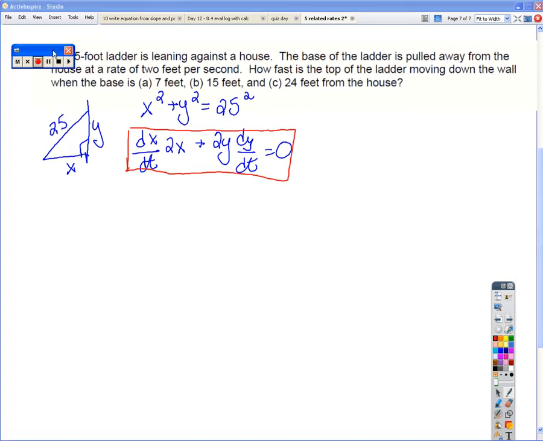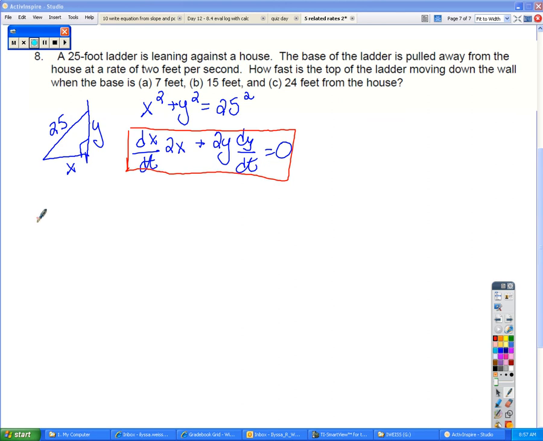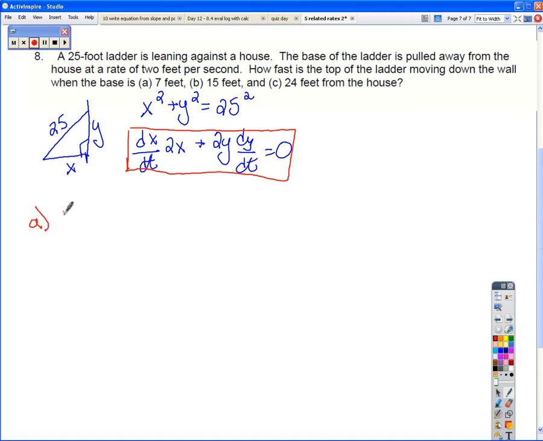So now for part A, we want to find how fast the ladder is moving down the wall. So that's dy dt, that's the vertical distance. And because it's going down, my answer should be negative. So in part A, if x is 7, 7 squared plus y squared is 25 squared, I need to find what y is for every single piece of this problem. So for part A, y is 24. And we had x is 7.